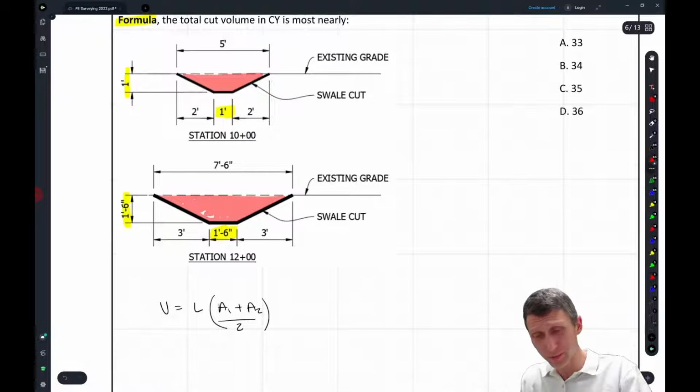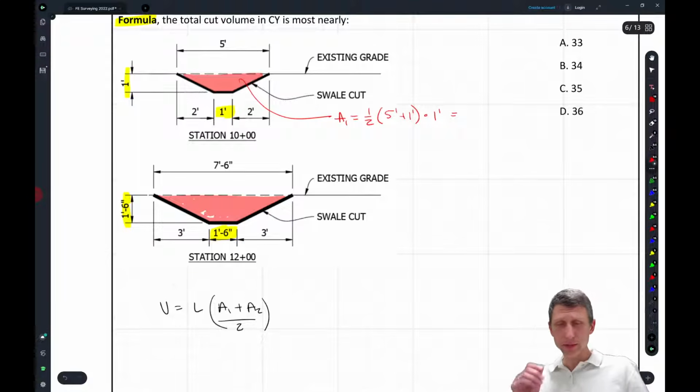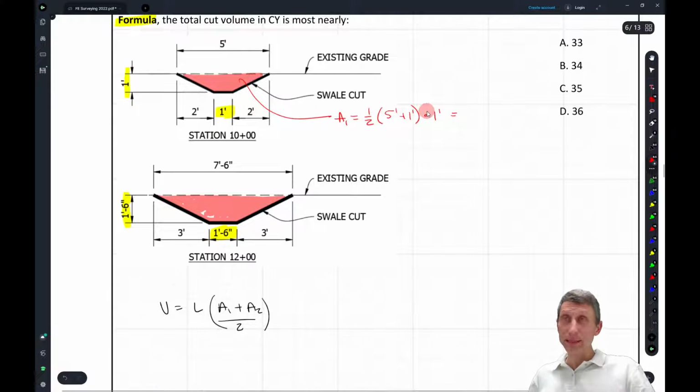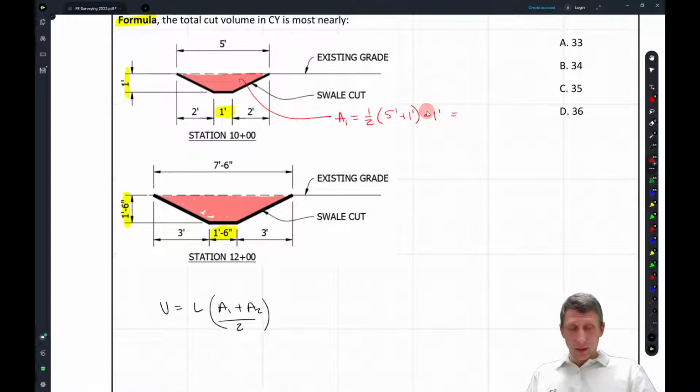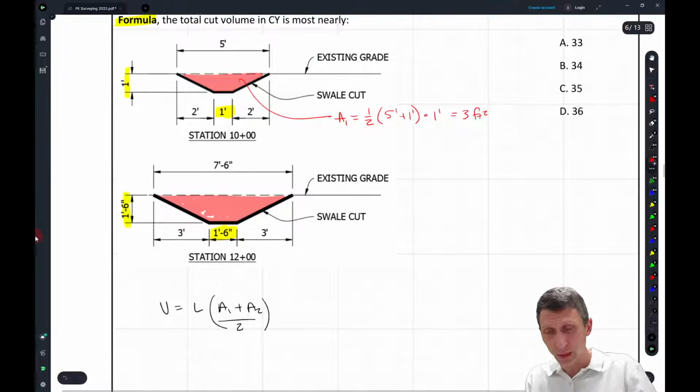The areas shouldn't be too much of a problem. I'm going to call this area 1, or sometimes you can label it by the station. Area 1 equals one-half of the average width, which is going to be 5 feet plus 1 foot, times the height, so times 1 foot. Does that make sense? So it's the average width, 5 feet and 1 foot. That's 6 feet over 2 is 3 feet. 3 feet times 1 foot is going to be 3 square feet.